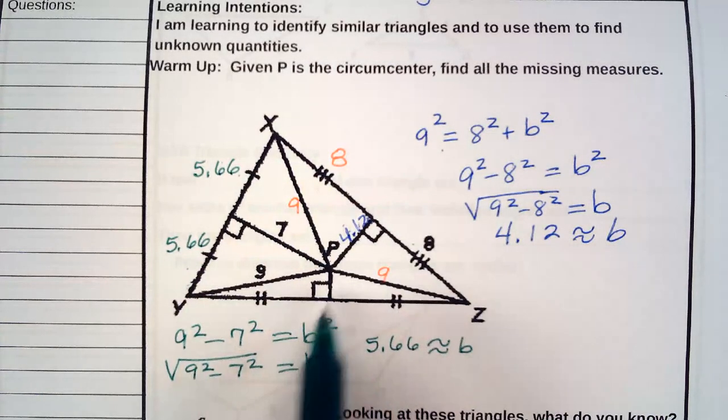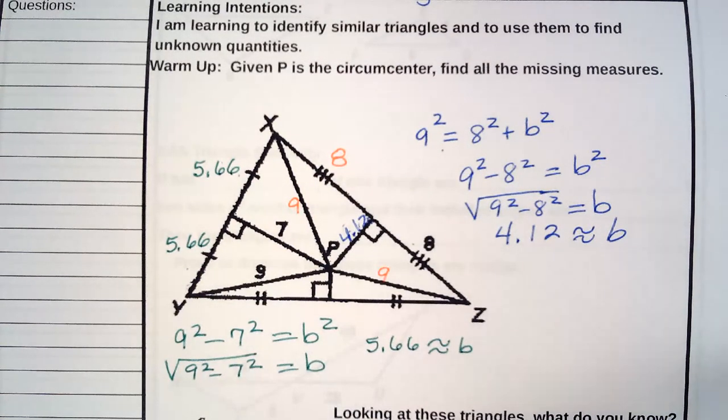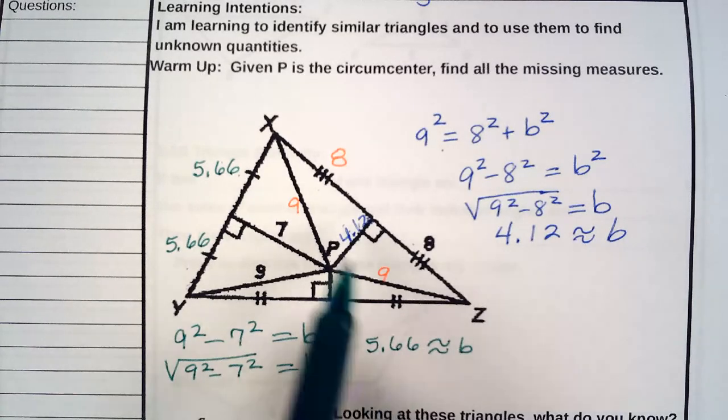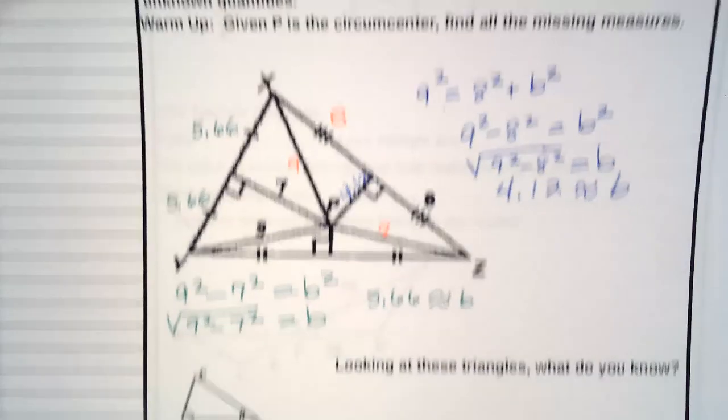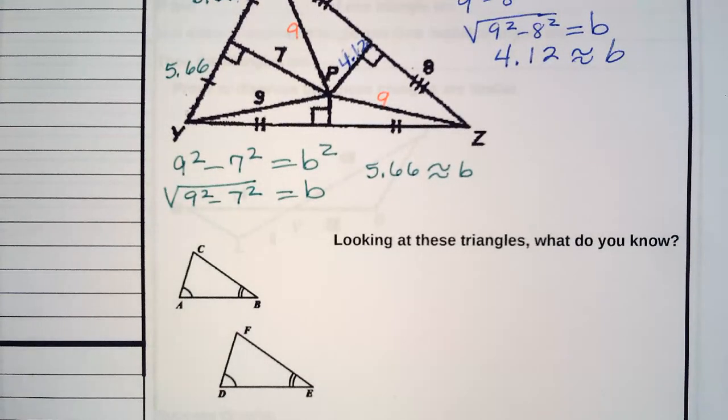Can we find these lengths? No, because we have to have at least one more measurement. So we found all the ones that we can, and that's fine. That's good. So I want you to start thinking about triangle similarity. Looking at these triangles, what do you know from the picture?